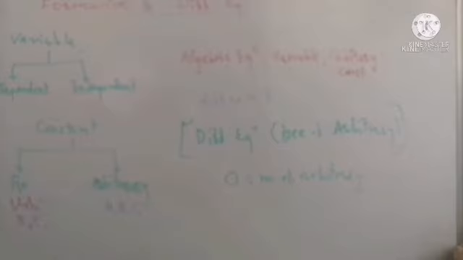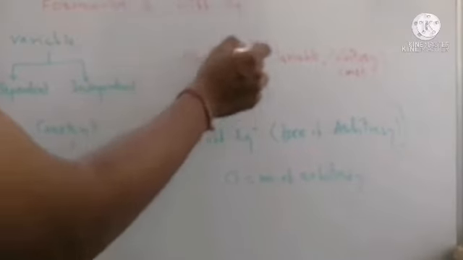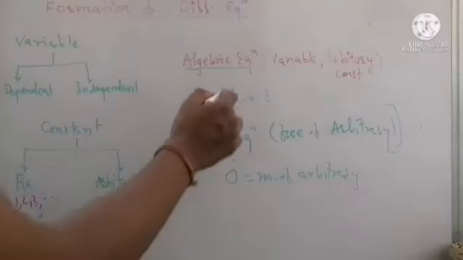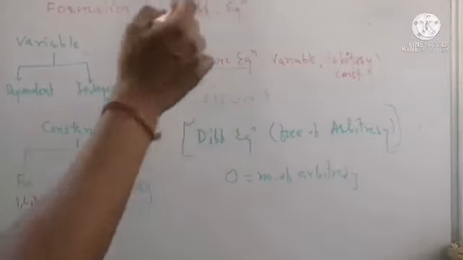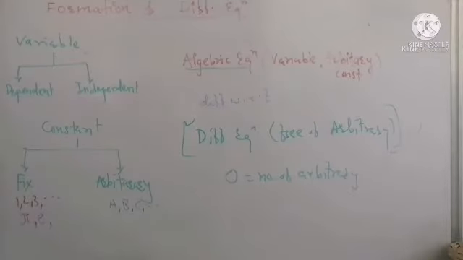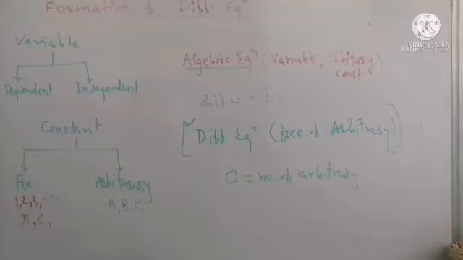So remember these two parts. To form a differential equation from a given algebraic equation, we take the derivative to eliminate all arbitrary constants from this algebraic equation, and the order of this differential equation is the number of arbitrary constants in the given algebraic equation.